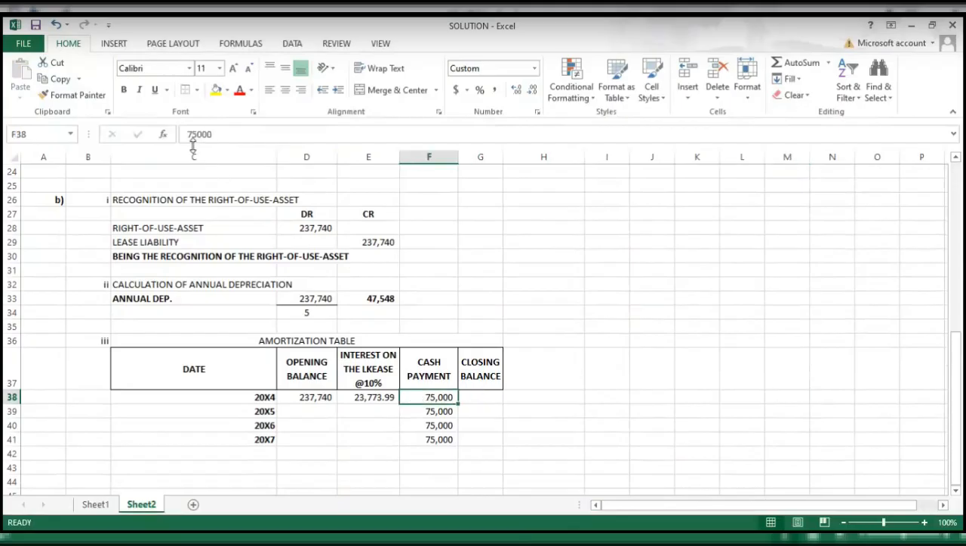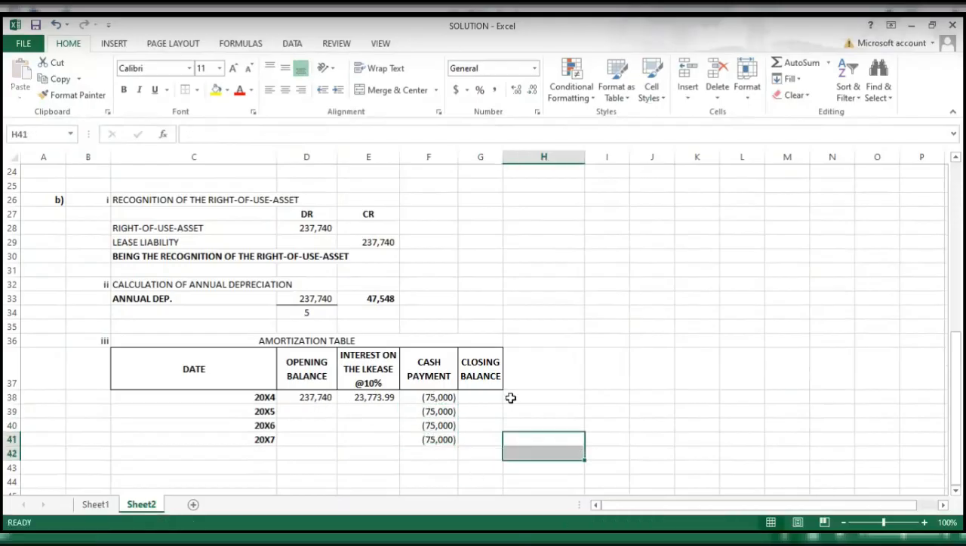So the closing balance will arrive. This cash payment is going to be a negative because it's an outflow of cash. So let me just put it in brackets, because it's the payment of cash that is done every year. It's going to be in negative. And then let me just copy this and paste over this too. So we have the cash payment there.